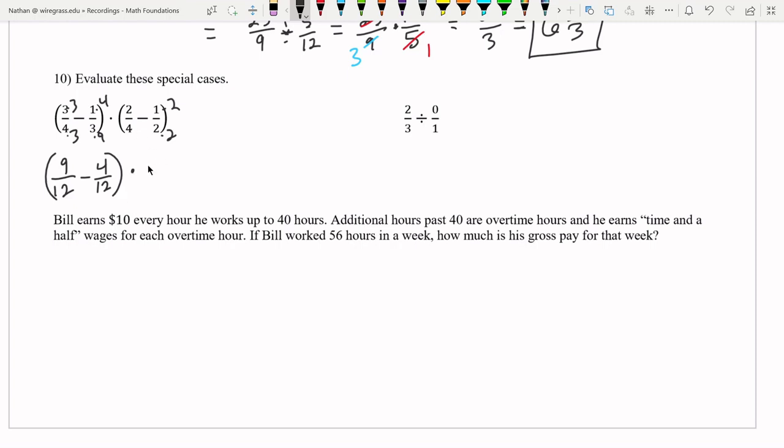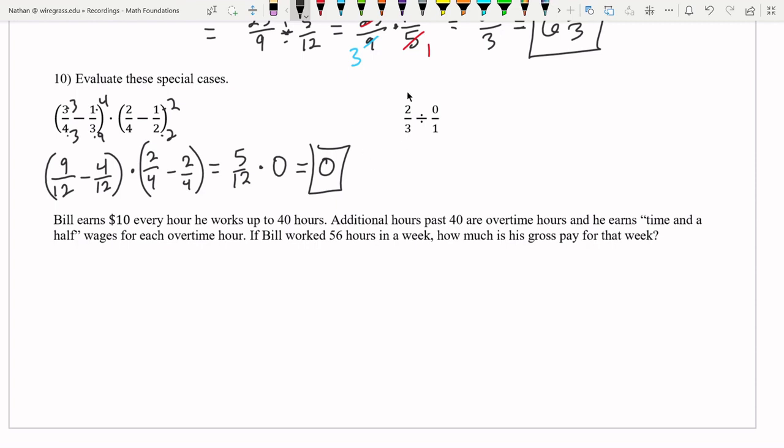times, this is going to be 2/4 minus 2/4. This one gives me 5/12 for this whole thing. And then 2/4 minus 2/4 is 2 minus 2 is 0. 0 over 4 is just 0. And anything times 0 is 0. So 0 is my answer for this case.